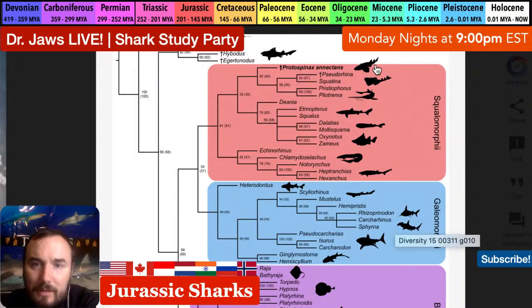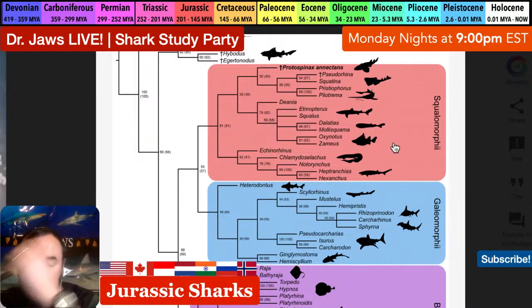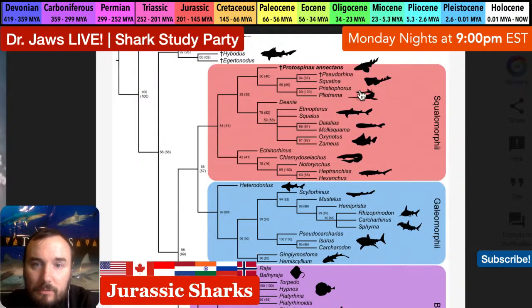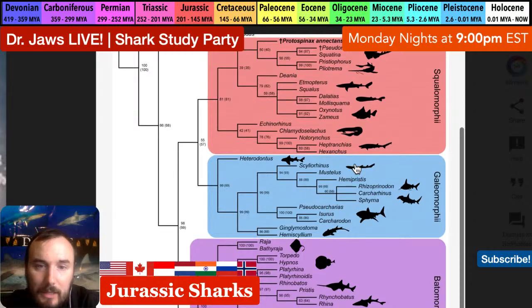So this is saying that Protospinax is actually more closely related to angel sharks and saw sharks than the other groups, which is interesting. This is also saying that the squaliforms are more closely related to that group of sharks than the hexanchiforms, so that the cow sharks and frill sharks really broke off a long time ago and became their own thing, which I think makes sense. I think that makes more sense, honestly.